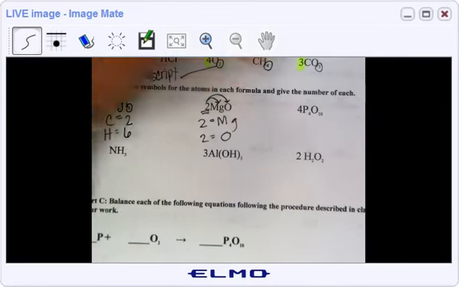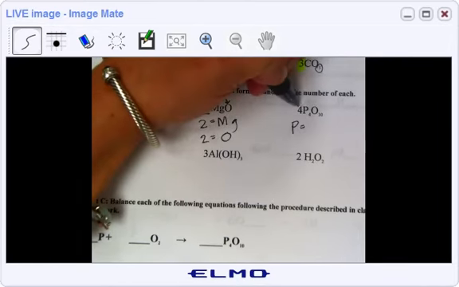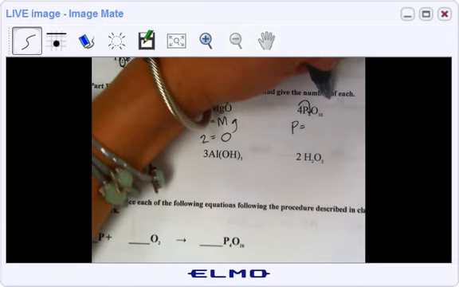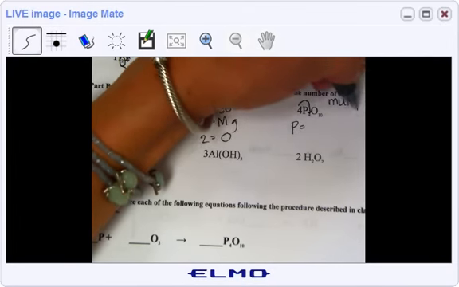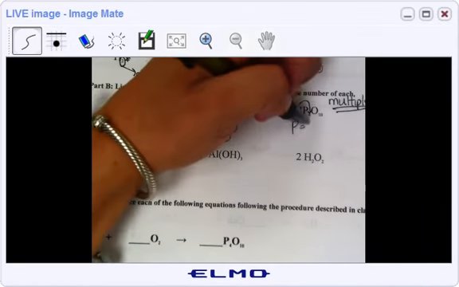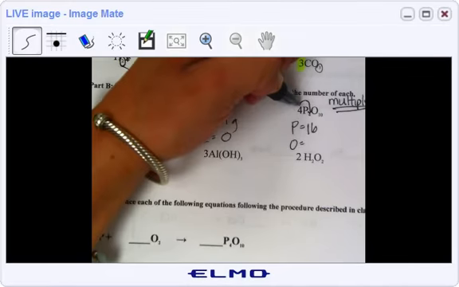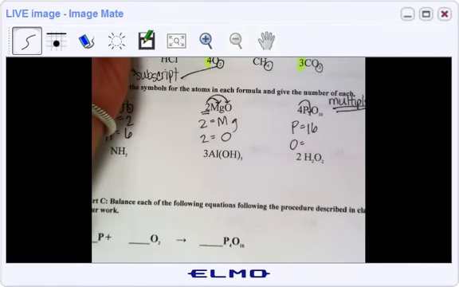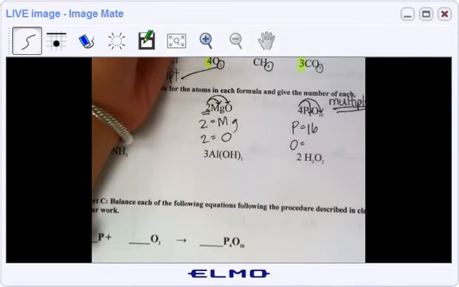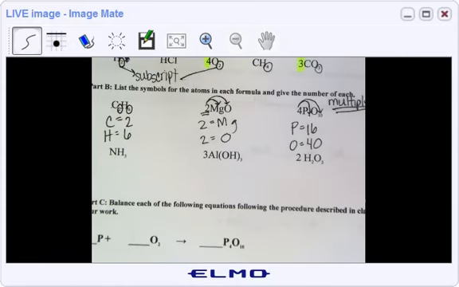Okay, this one's a little bit more challenging. For P, you take the coefficient and multiply it with its subscript. You're multiplying. It's very important you remember that. So for P's, we have 4 times 4 gives me 16. And for oxygens, how many oxygens would we have? The 4 times the 10, and that gives me 40 oxygens.